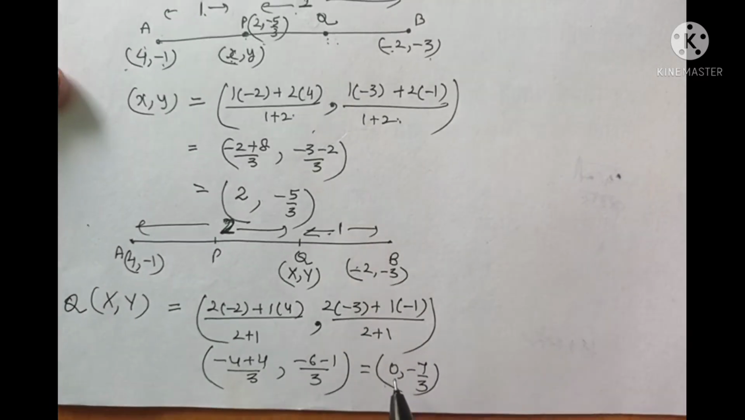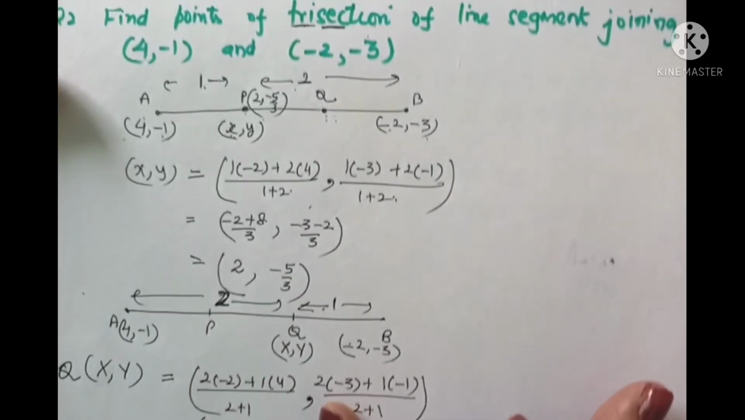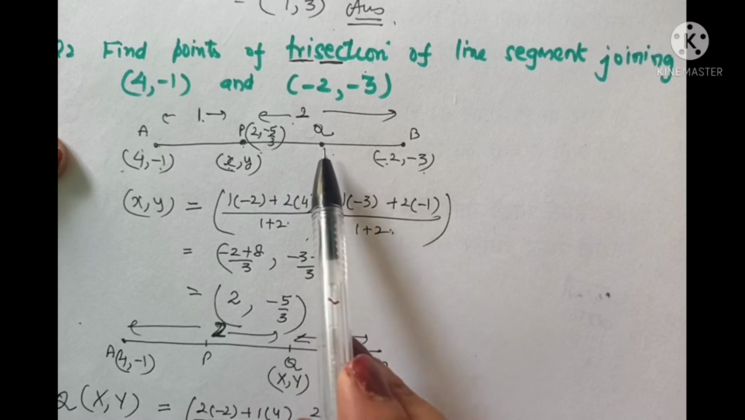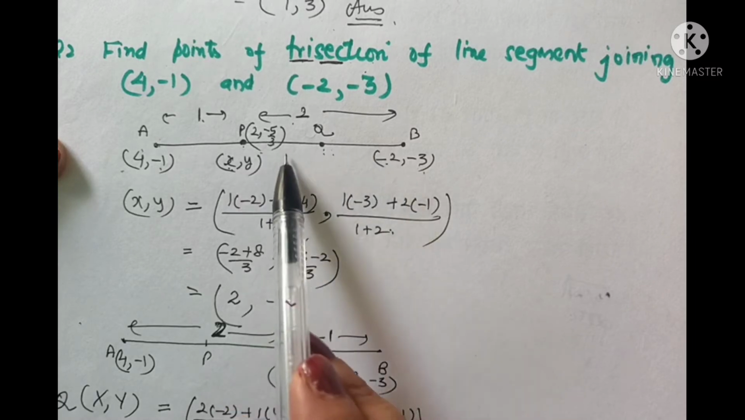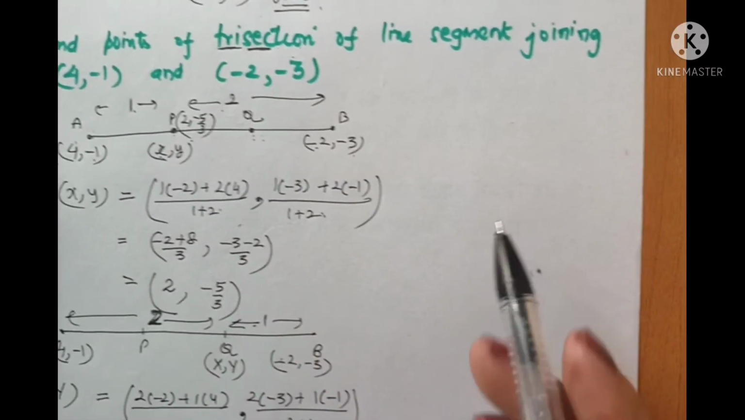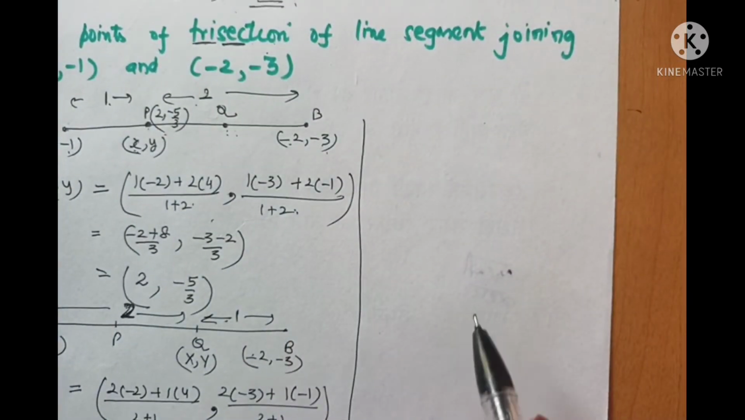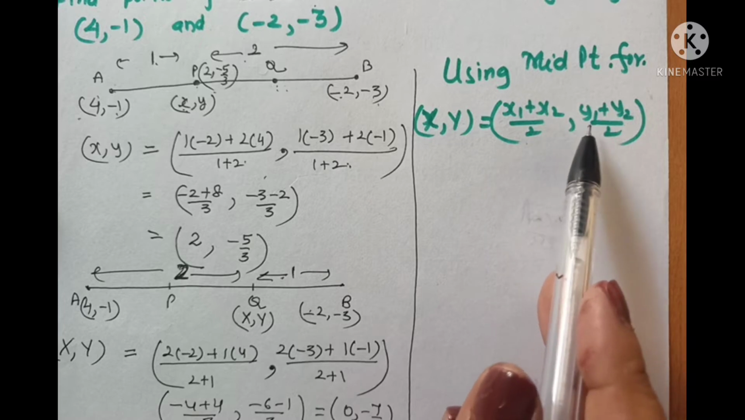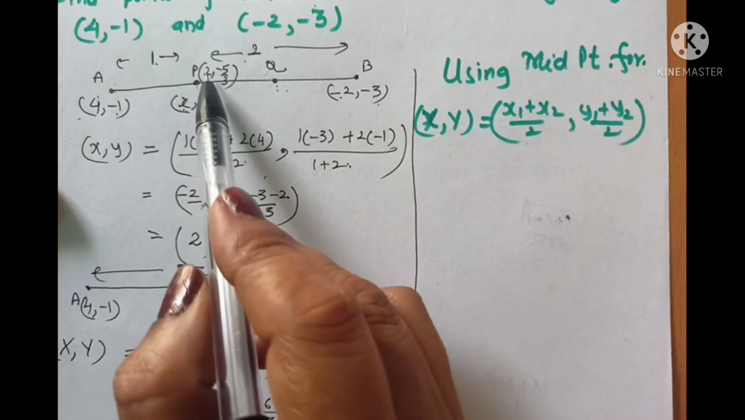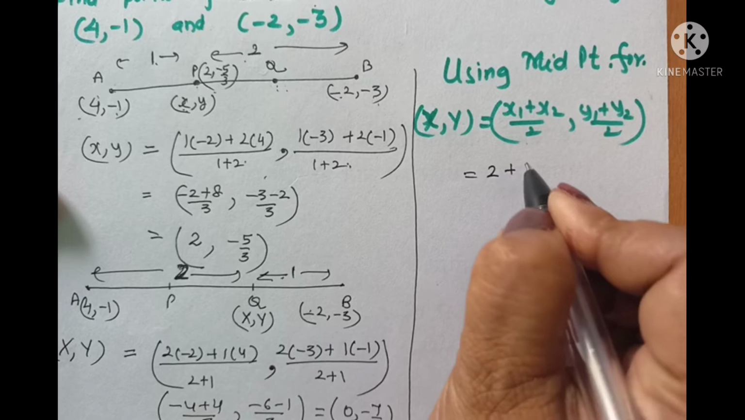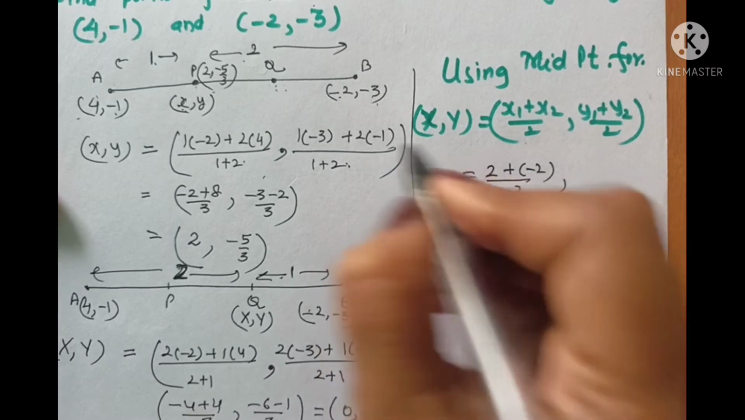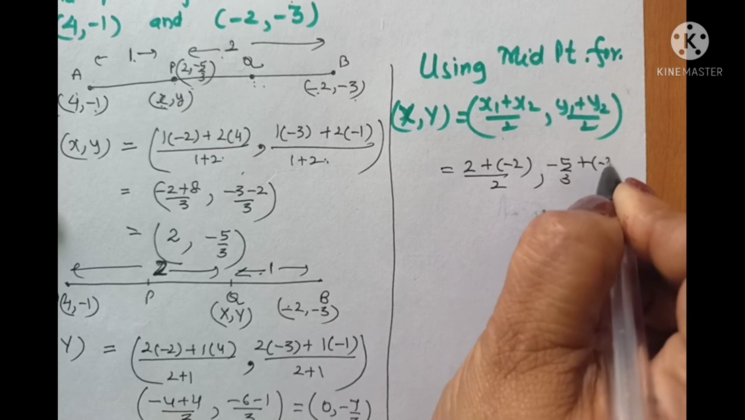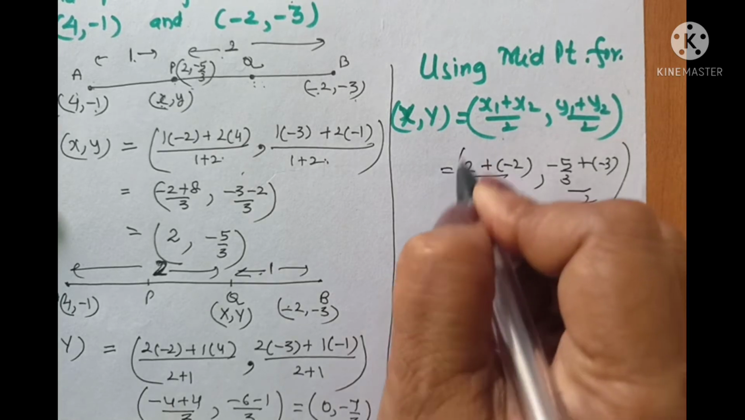So this is the first method to find Q, and the second method can be that if you apply the midpoint formula on P and B, because Q is definitely the midpoint of PB since these are two equal parts. So you can also directly use the midpoint formula, right? Which is (x1 plus x2) by 2, comma (y1 plus y2) by 2. So here x1 is 2 plus minus 2 by 2, comma y1 that is minus 5 by 3 plus minus 3 by 2. Now you simply have to solve this.